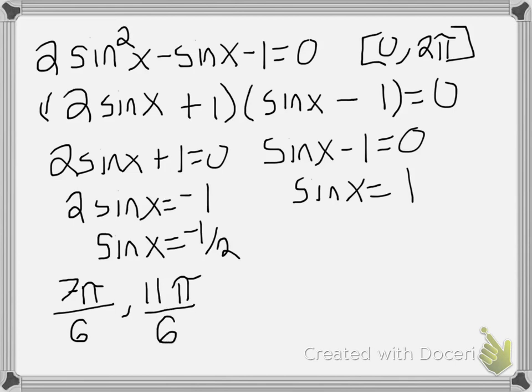Okay, where does the sine of x equal 1? Hopefully you all got this rather easily. The sine of x equals 1 at pi over 2. Okay. So in between 0 and 2 pi, we have 3 solutions that would make this a true equation. Okay, x would be equal to 7 pi over 6, 11 pi over 6, and pi over 2.